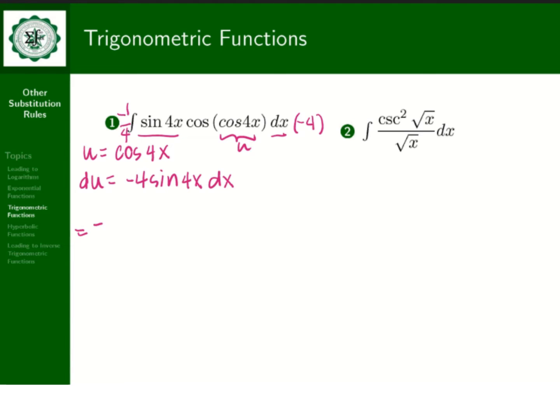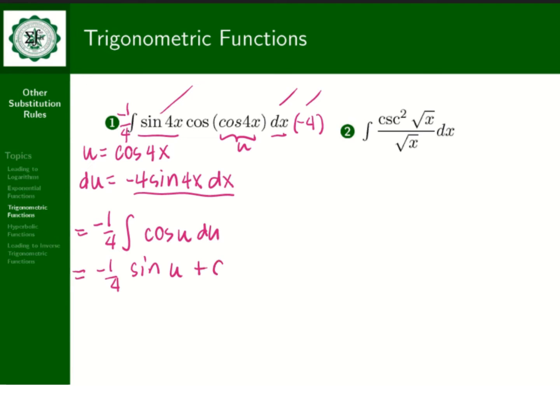We have our given. It becomes negative 1 over 4 cosine of u, and then sine 4x dx and negative 4 will be replaced by du. If we use the formula, the integral of cosine of u du is positive sine of u, and then we have plus c, and then we have to write our given in terms of the original variable. So this will be sine of cosine of 4x, and then plus c.